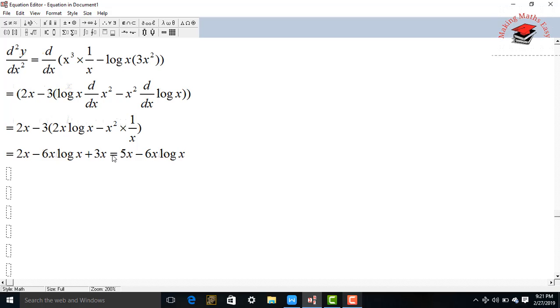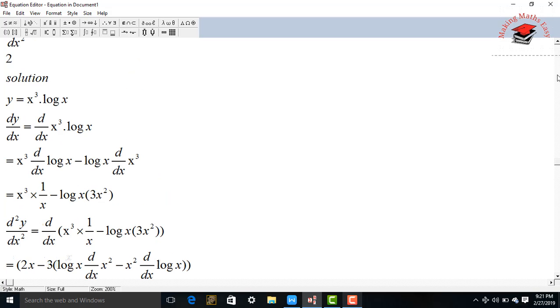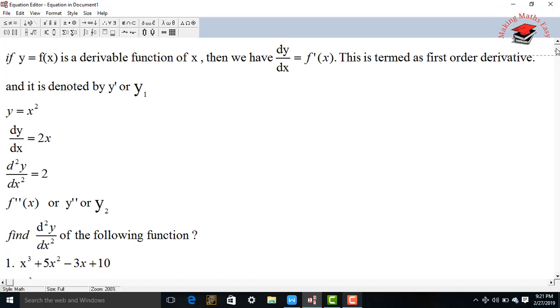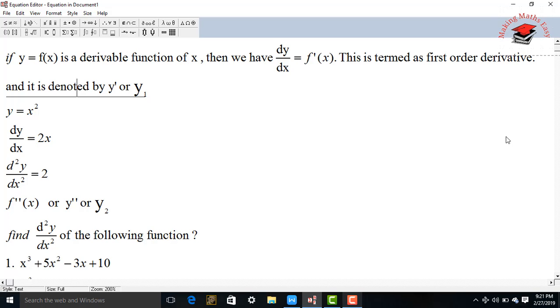So this is the final derivative, or the final corresponding second order derivative of the corresponding function, x cube log x, the second order derivative of the x cube log x, which I have told you. So this we will revise from the starting. So if y is a differentiable function of x, then my dy by dx, or the derivative of y with respect to x, will be equal to f dash of x, which is denoted by y dash or y1.